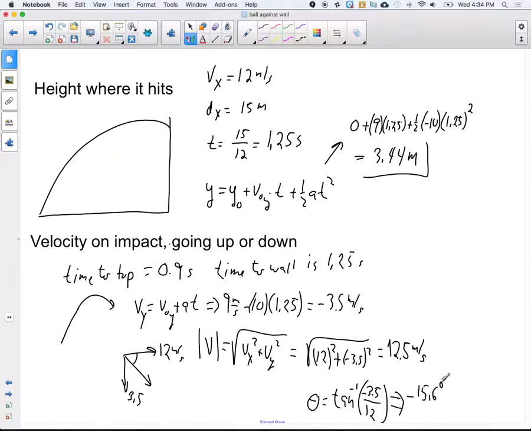And that makes sense. I didn't draw this to scale. If I drew it to scale, you'd have 12, and then you'd have that being about 1/3 to 1/4 the length. So it's not hard to argue that that is about 15 degrees. And that's it.